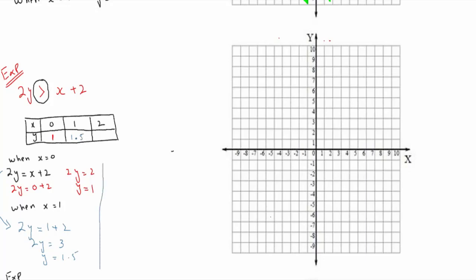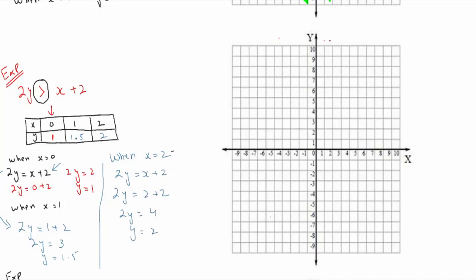Okay, so the last one is when x equals 2. I am going to use this equation, 2y equals x plus 2, and put 2 in the place of x. So 2y equals 2 plus 2, 2y equals 4, and y equals 2. So I have got my three values. So what I am going to do now is plot these values.